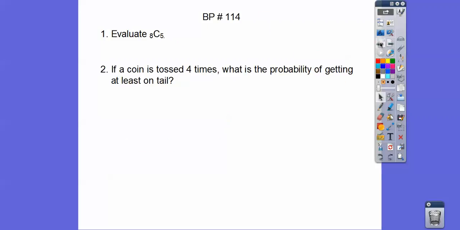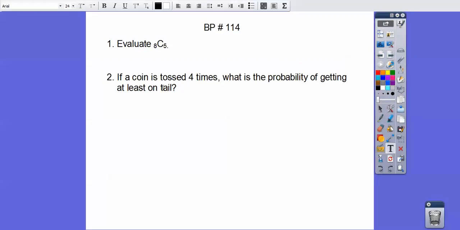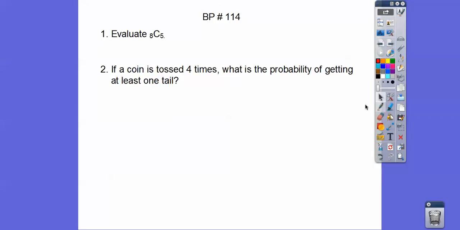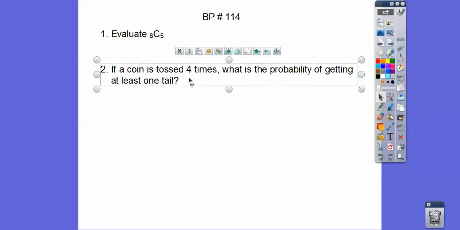There's our board problem. So evaluate 8C5, and then if a coin is tossed 4 times, what's the probability of getting at least, I should say one tail, not on tail, should say one tail. So let me fix that real quick. So get at least one tail. Okay, and then the probability is going to be 1 minus getting all heads, because getting at least one tail is the opposite of getting no tails, and getting no tails would be 4 heads right there.